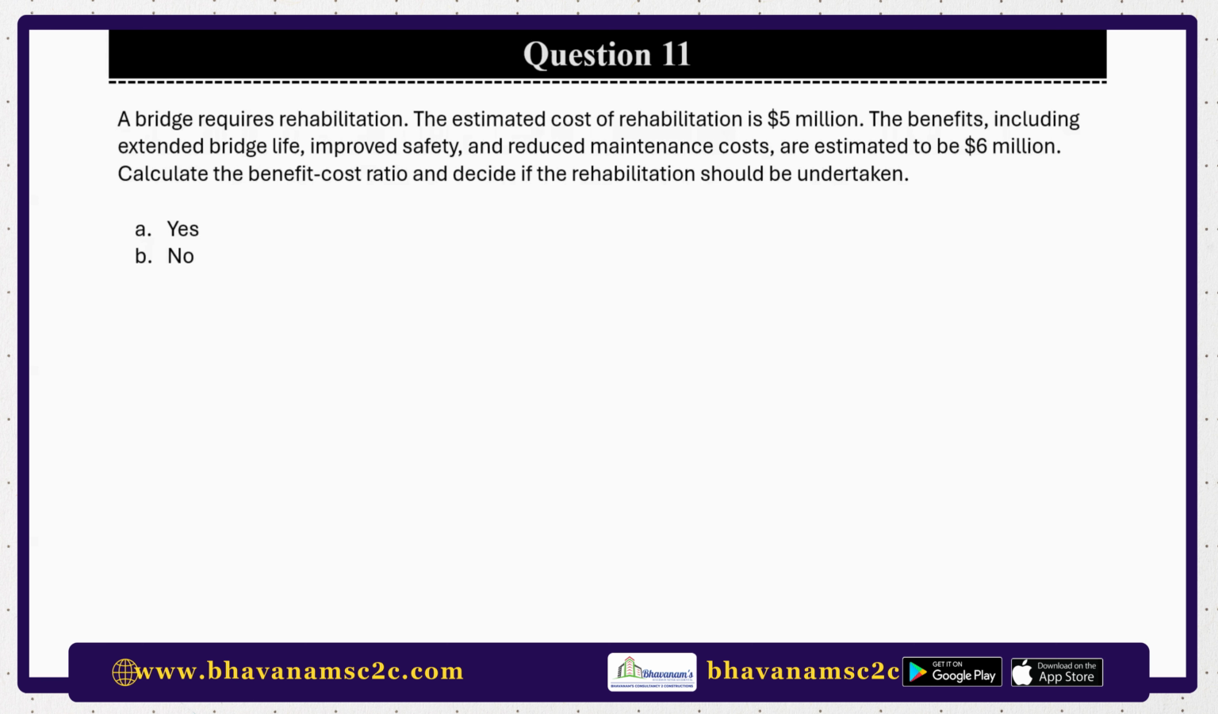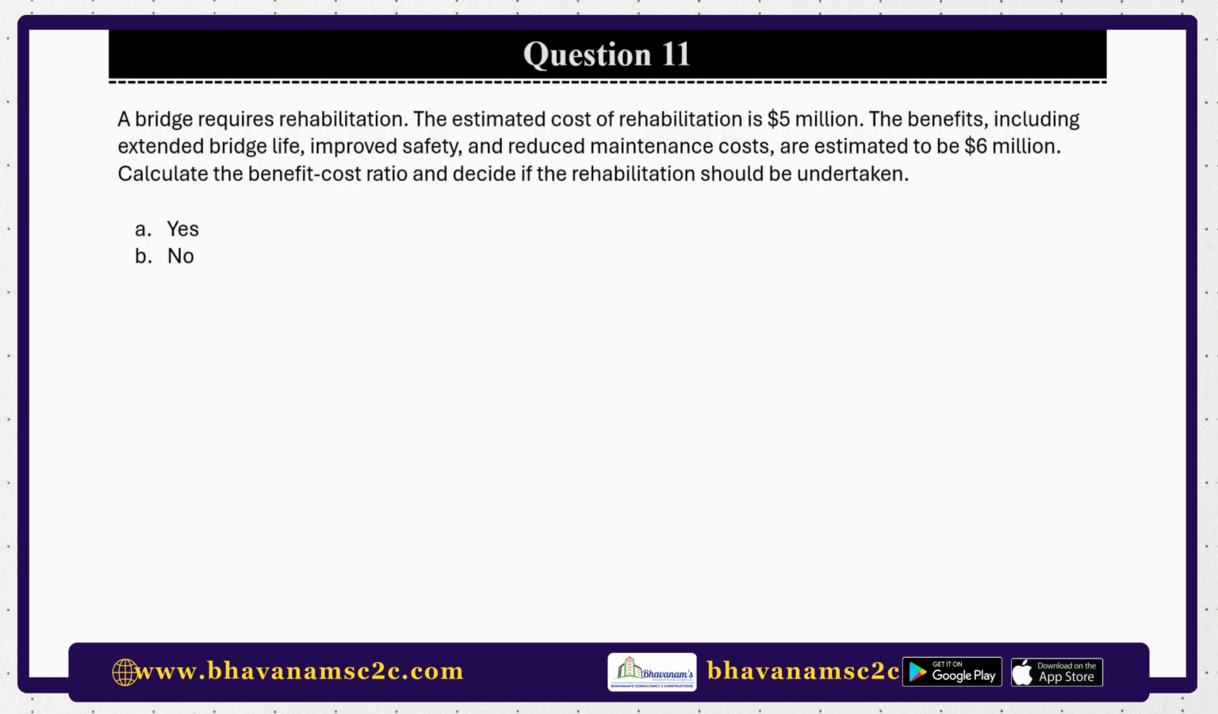It means that they gave us the estimated cost for the bridge repair works, we can say renovation works, which is $5 million. And after doing the renovation, there will be some amount saved. That is the concept of benefits. After doing the rehabilitation work, they considered the bridge life, the safety, and the reduced maintenance cost. The benefits sum up to 6 million. I believe you understood the question.